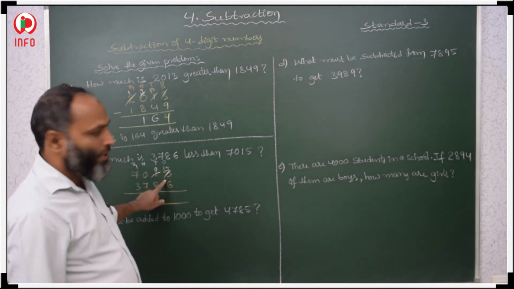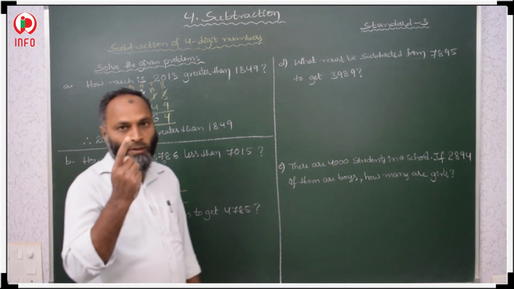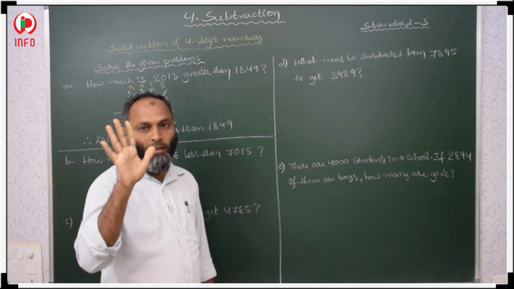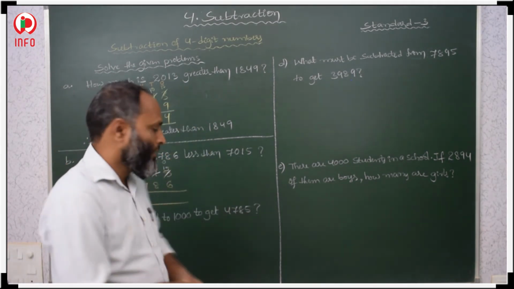15 minus 6. It means from 7 to 15 you have to count. 7, 8, 9, 10, 11, 12, 13, 14, 15. Total 9.